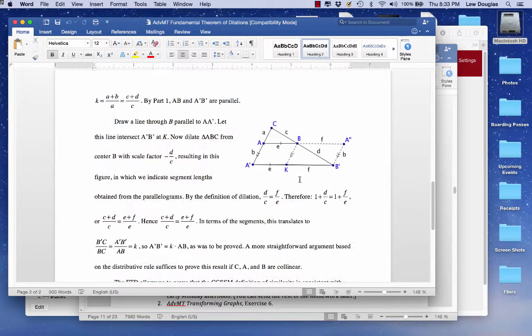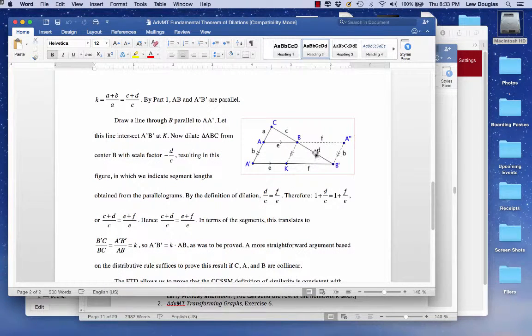So by the definition of dilation, the length D over the length C has to be the same as the length F over the length E. They're stretched by the scale factor. So if we add 1, now we do a little algebraic trick here. We add 1 to both sides of that equation and get a common denominator. So you get that C plus D over C is equal to E plus F over E. Okay?